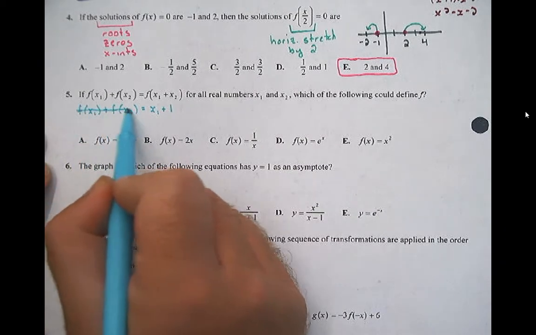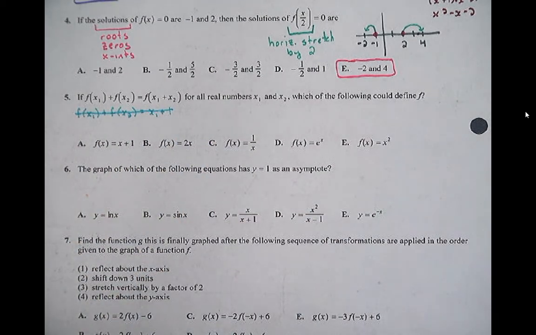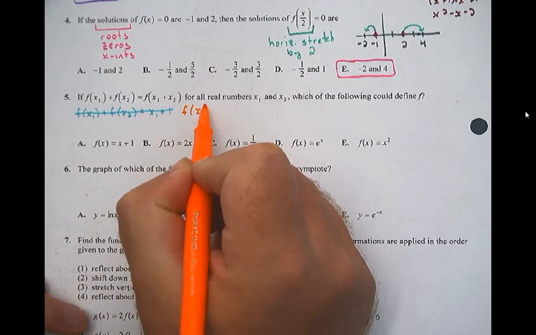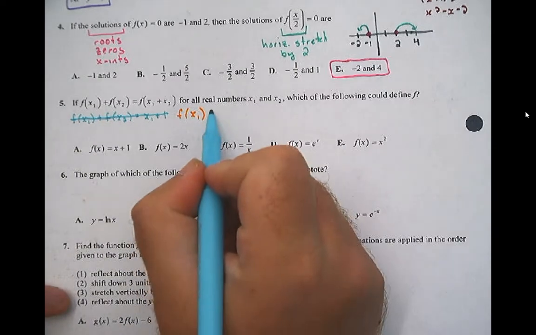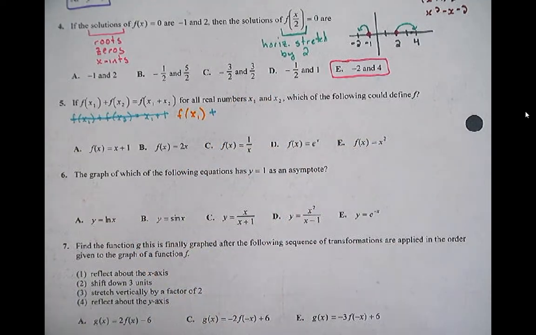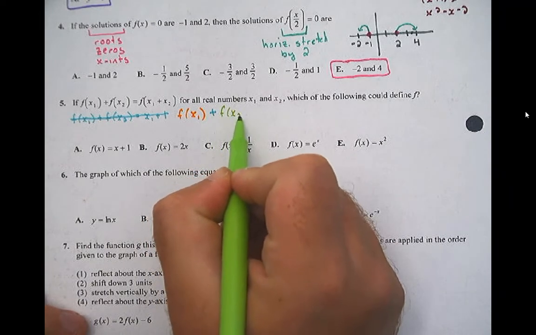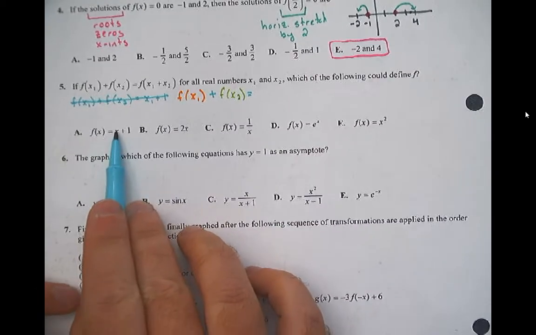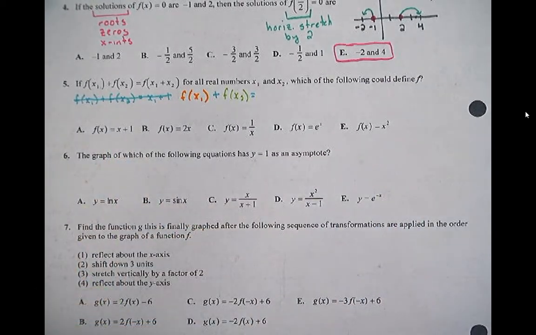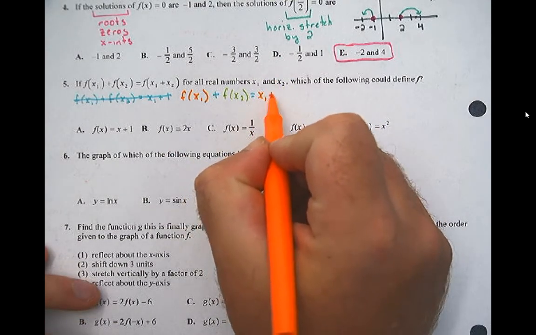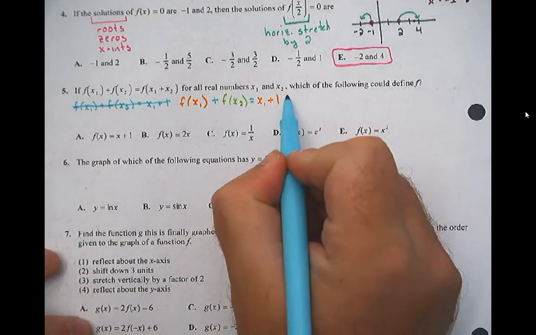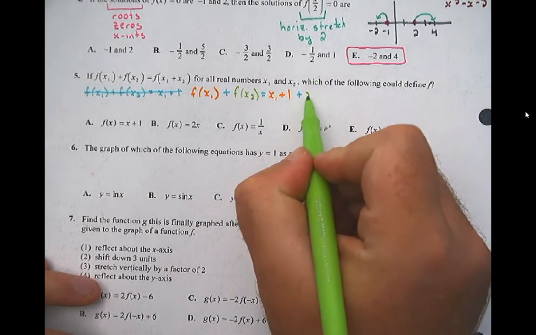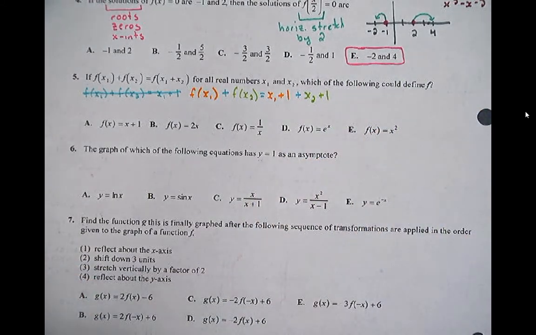plus, I'm going to change the colors to make this maybe easier to see. So f of x1 plus f of x2 is equal to, okay, f of x1 means I take this function and I replace x with x1. So that would become x sub 1 plus 1, plus, now f of x2, that means I'm going to replace x with x2, x sub 2, plus 1. Now let's clean this up.